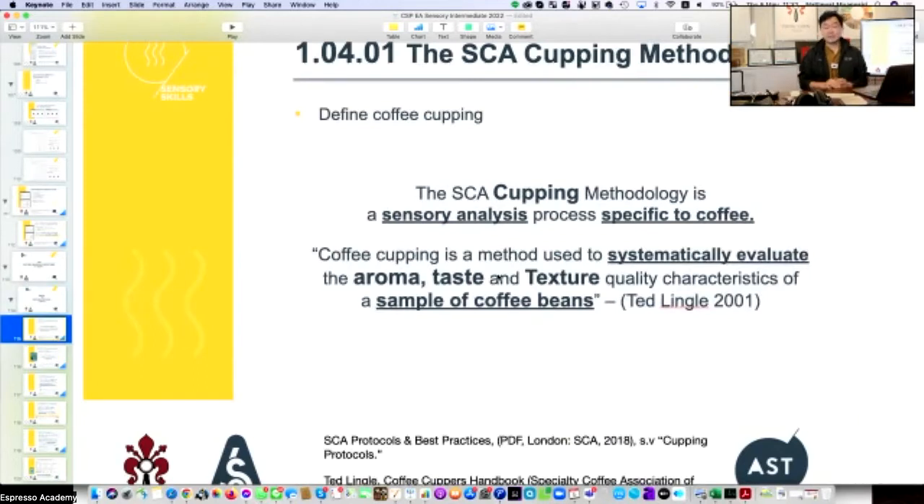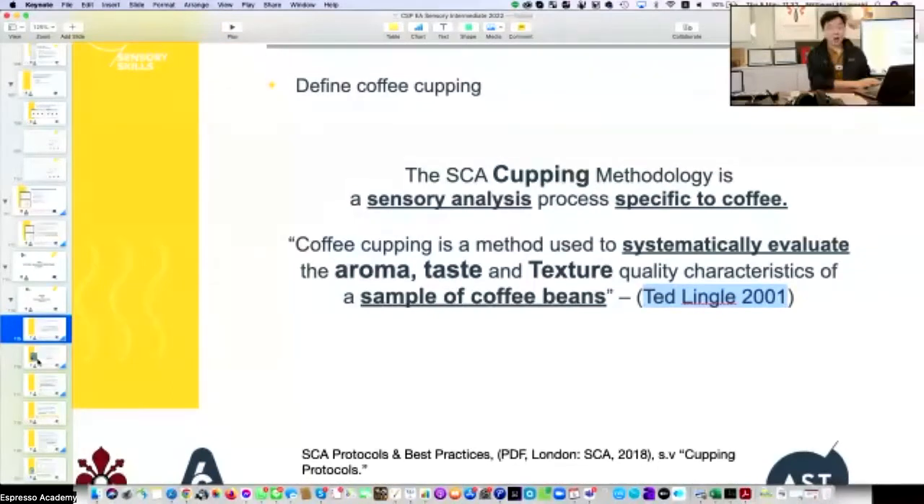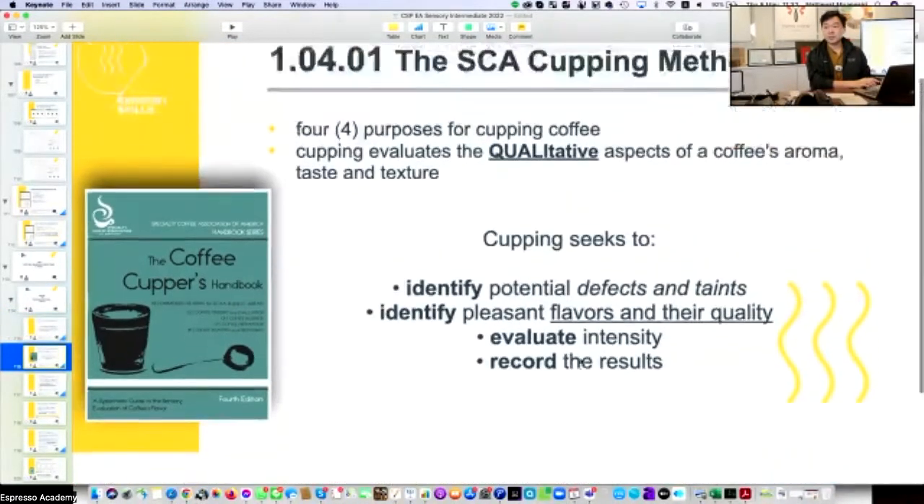That cupping is designed for coffee, period, done. Cupping is a methodology designed specifically for coffee, so we can evaluate systematically. Systematically, like 1, aroma, 2, the taste, 3, the texture, okay? And as I said, Ted Lingle mentioned it, he's a CQI founder as well, so that's why we are pretty much related to CQI.